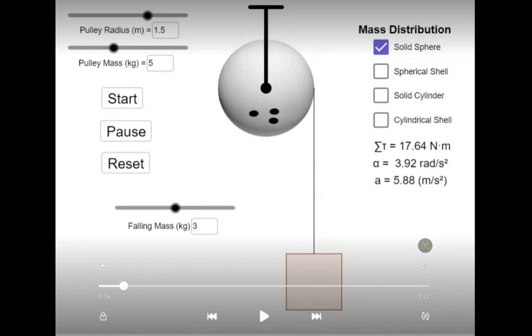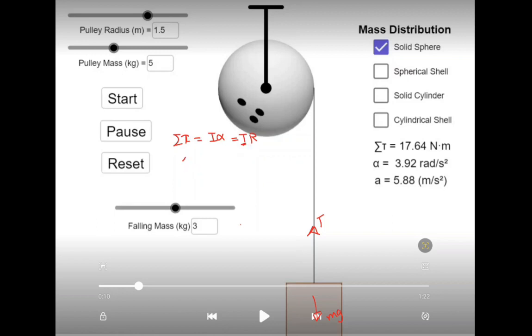Now we have here tension, and we have here weight mg in this case. So the net torque is equal to I alpha, which is equal to T R, and T in this case is not equal to mg because this object is moving downward. We have to calculate here the tension.